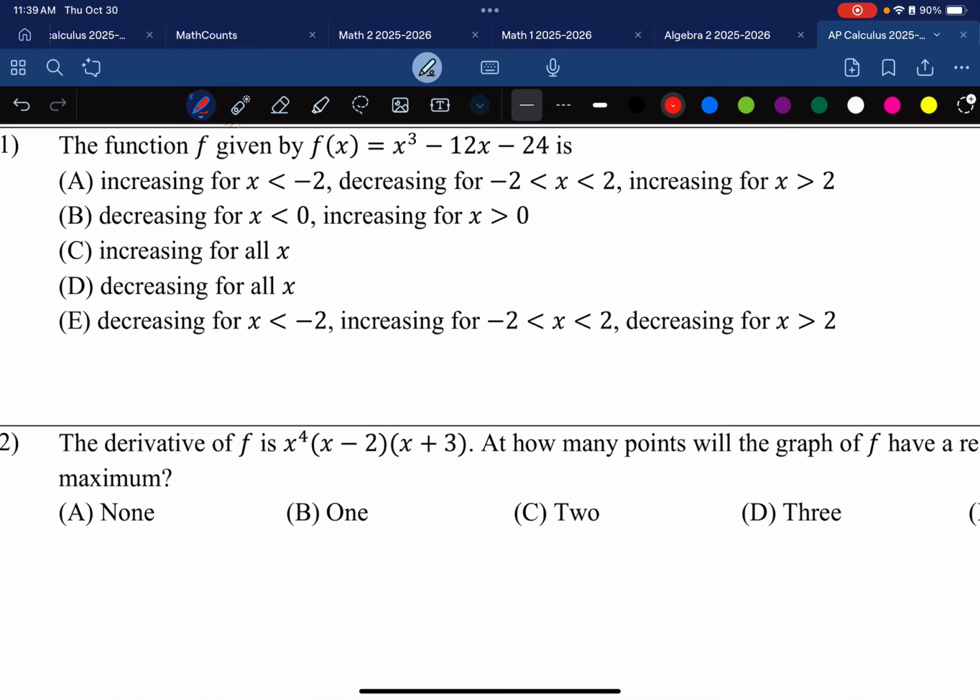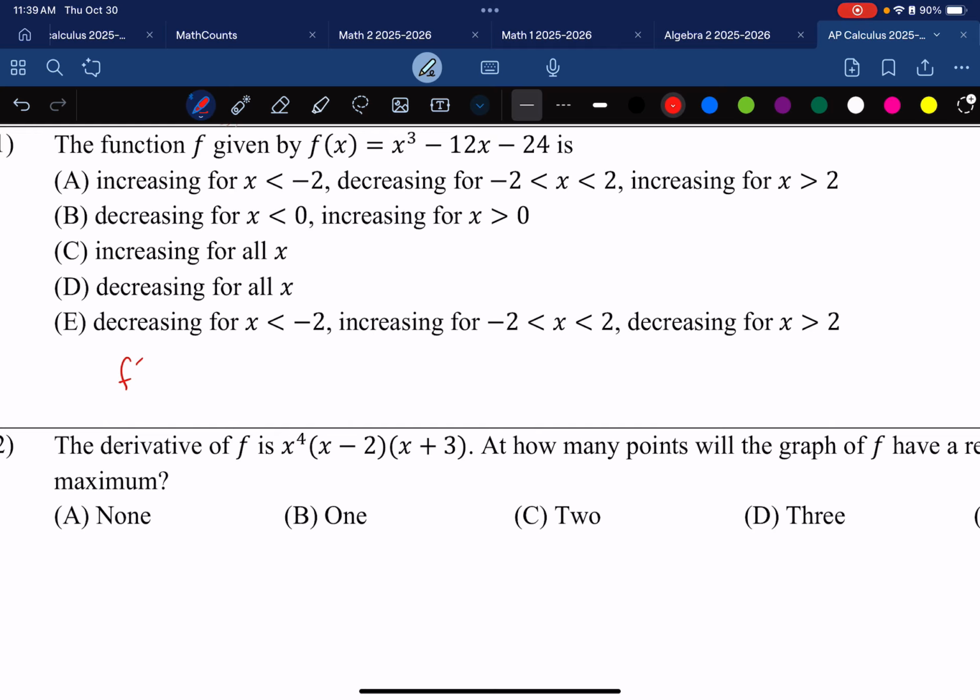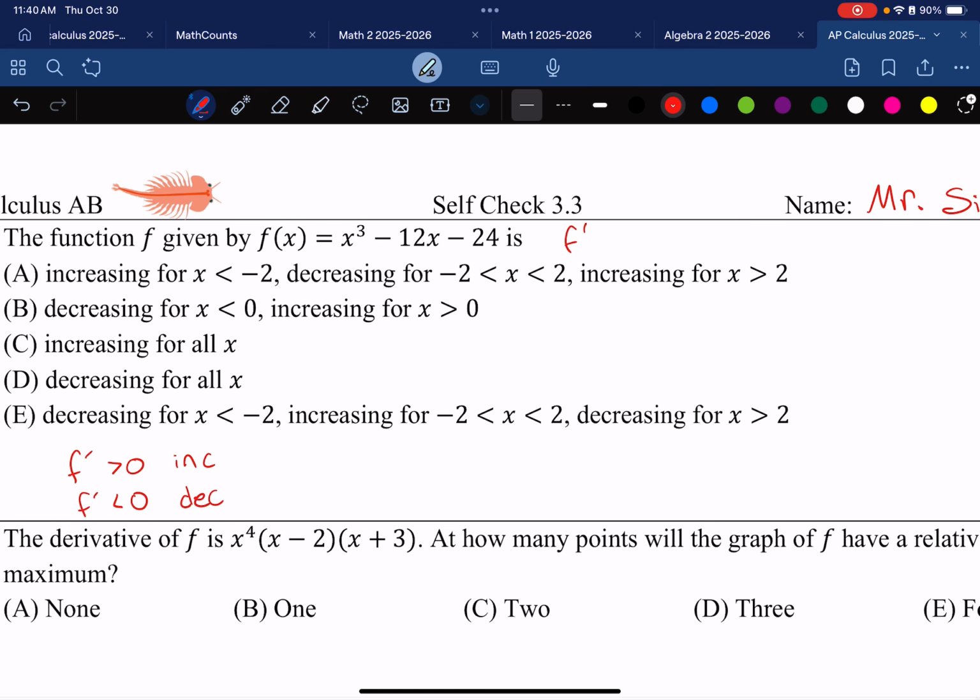So the definition of increasing or decreasing is where f prime is either greater than 0 or where f prime is less than 0. This is the increasing, this is the decreasing. Either way, we know by our definitions that f prime is what we're looking for, and we only have an f, therefore we need to take its derivative. So let's go ahead and find f prime of x.